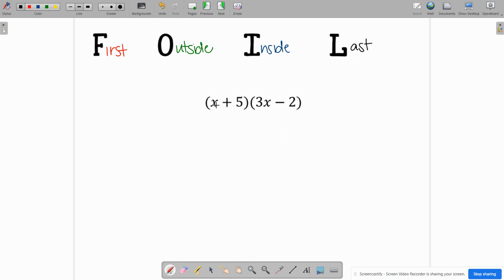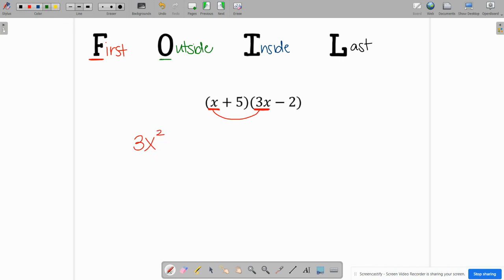You can see here that I'm looking to multiply the binomial x plus 5 times the binomial 3x minus 2. So we're going to use FOIL in order to do so. When you are multiplying polynomials, you need to make sure that every single term in the first polynomial is multiplied by every term in the second. So if I follow FOIL, this means that first, you're going to multiply the first term from each polynomial. So I'm going to multiply x times 3x to get 3x squared.